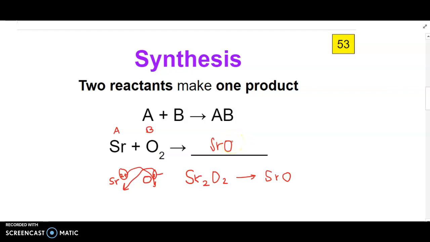So that's synthesis. Two things become one. We identify A, we identify B, and then we can create our product. As you take notes on this, feel free to pause so that you can write things down and make sure it goes in your notebook, because I'm not going to go as slow as I do in class, just so that this video isn't 30 minutes long.